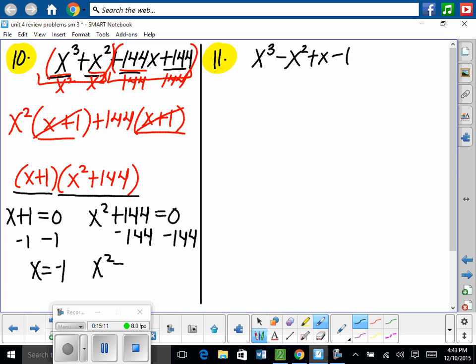So x squared is equal to -144. Square root both sides, and we get x is equal to plus or minus 12i. So we have three answers, 1, 2, and 3, which should make sense since it was degree 3.